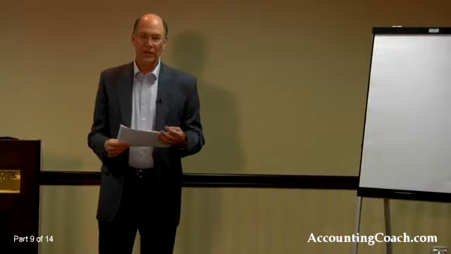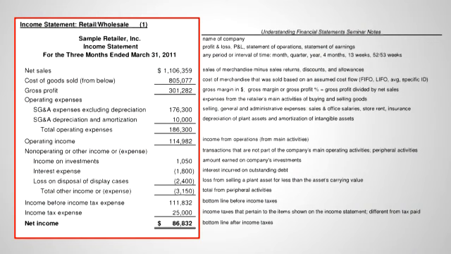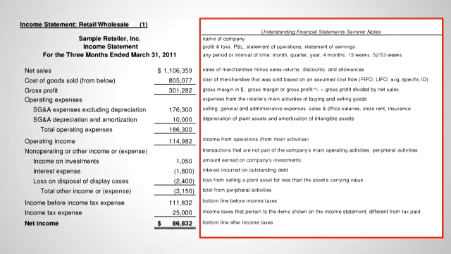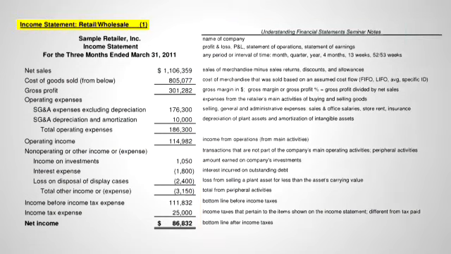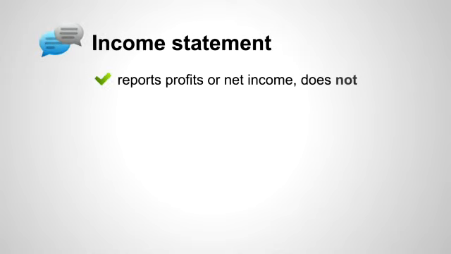Okay, we're now going to discuss the handout that shows an income statement on the left side and the fine print seminar notes on the right. It's headed up Income Statement, Retail Wholesale. Now the income statement, our second major financial statement, measures profit, net income. It doesn't indicate cash.